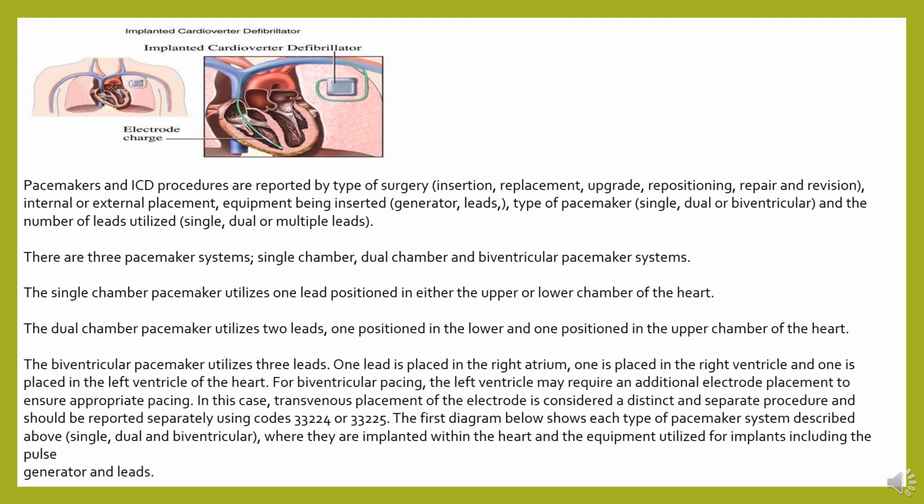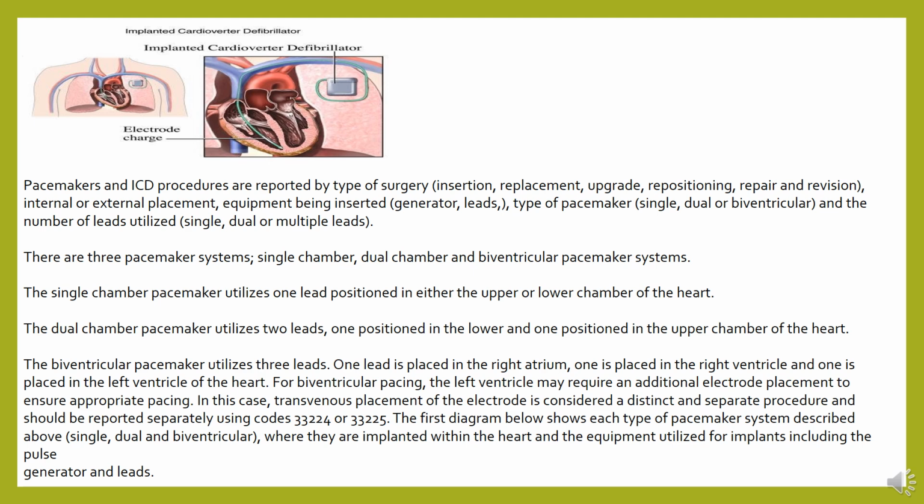There are three pacemaker systems: single chamber, dual chamber, and biventricular pacemaker systems. The single chamber pacemaker utilizes one lead positioned in either the upper or lower chamber of the heart. The dual chamber pacemaker utilizes two leads, one positioned in the lower and one positioned in the upper chamber of the heart. The biventricular pacemaker utilizes three leads. One lead is placed in the right atrium, one is placed in the right ventricle, and one is placed in the left ventricle of the heart.